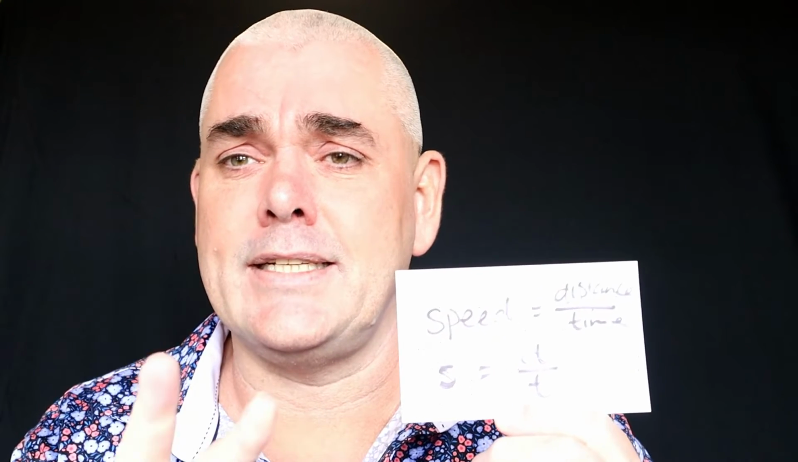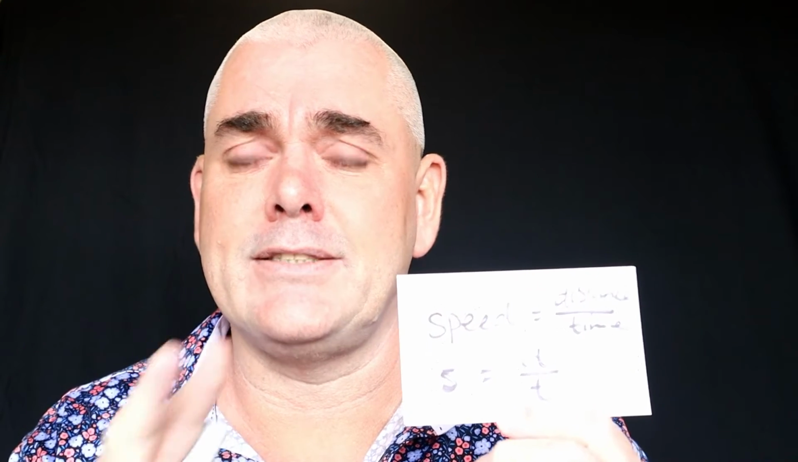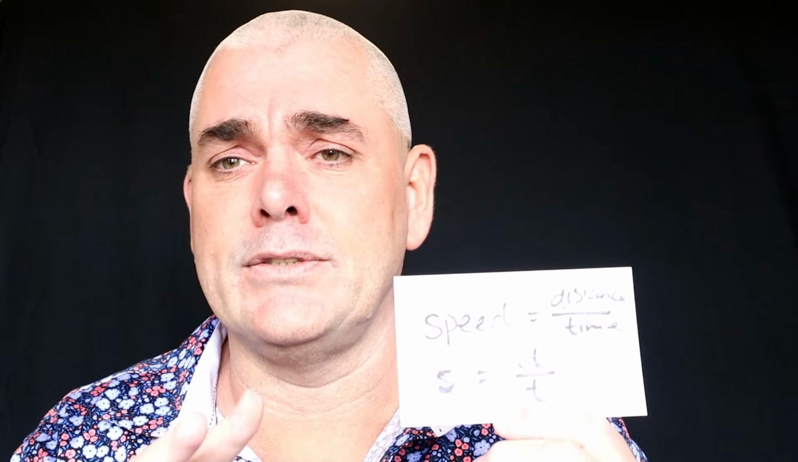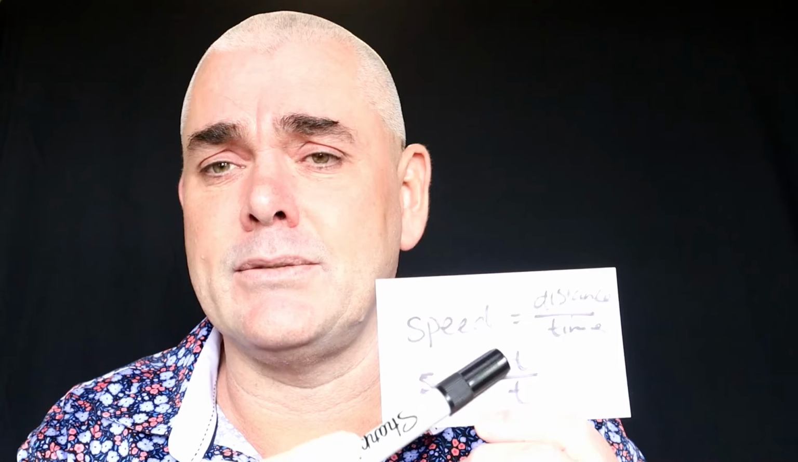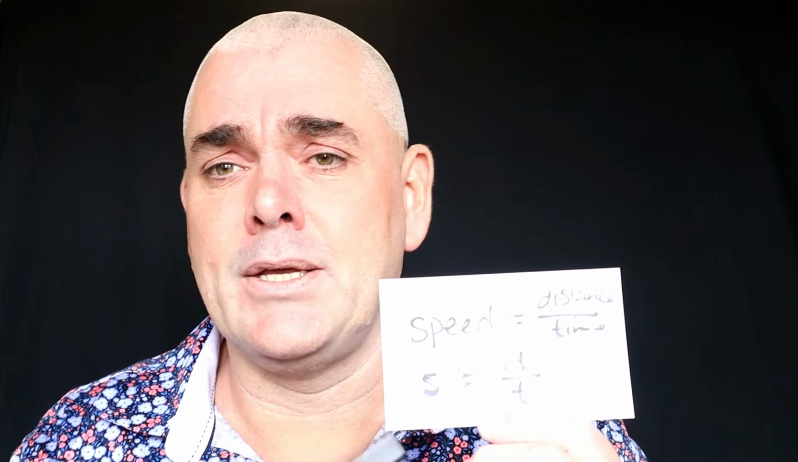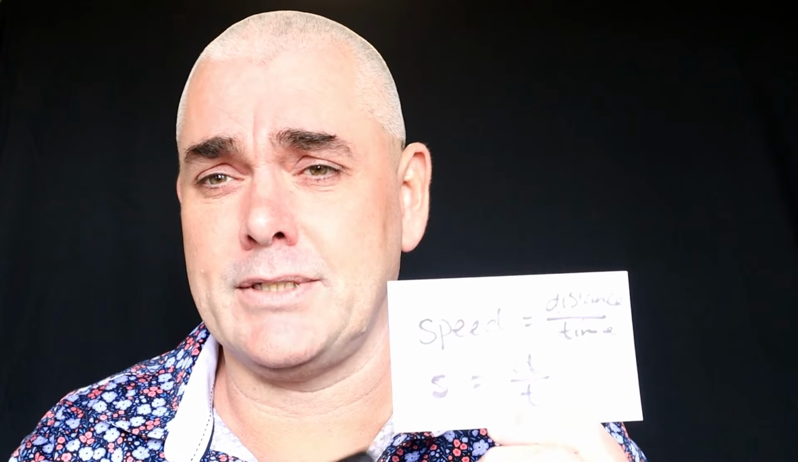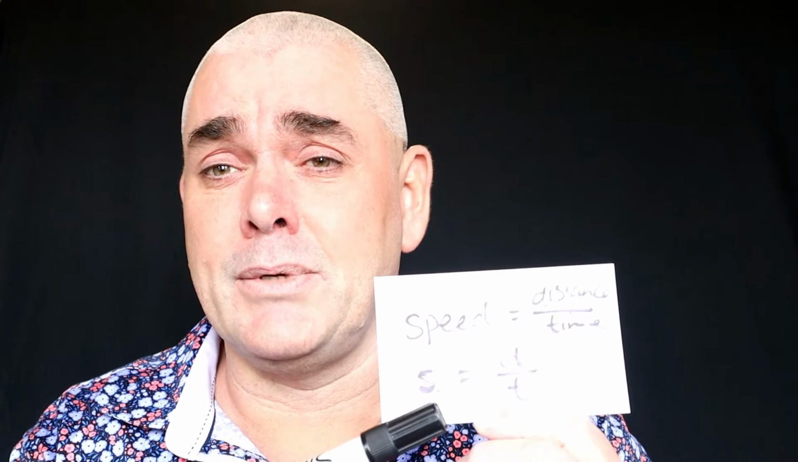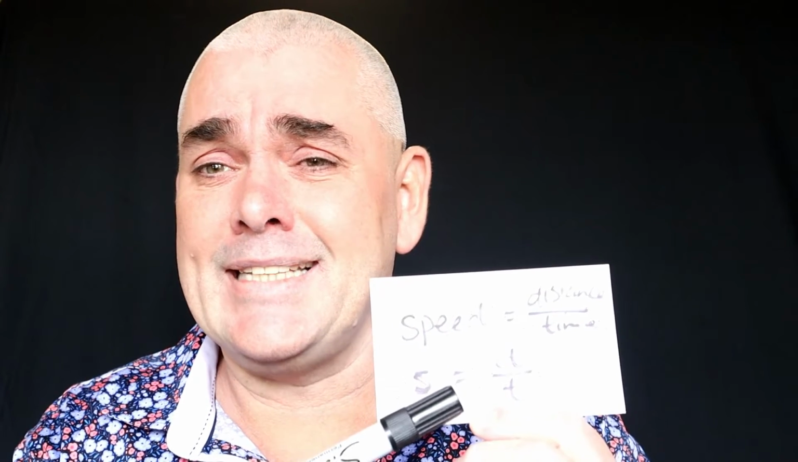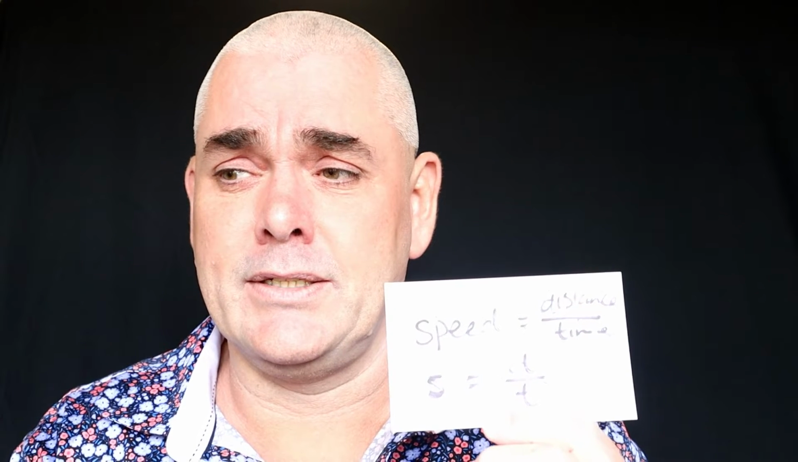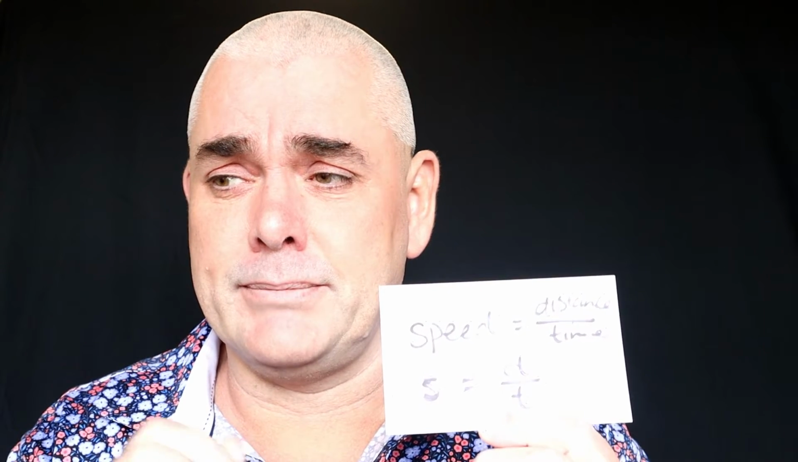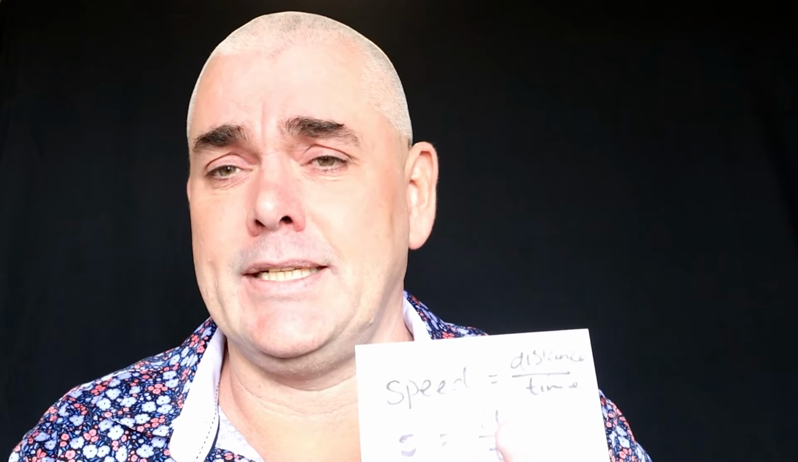There are 3 letters there, so to solve this we need to know 2 of those values. To calculate the speed, we need to know both the distance and the time. We could rearrange that formula, but you're not going to be asked to do that. Given 2 bits of information, we can work out the third. That's the game that you're in at the moment.